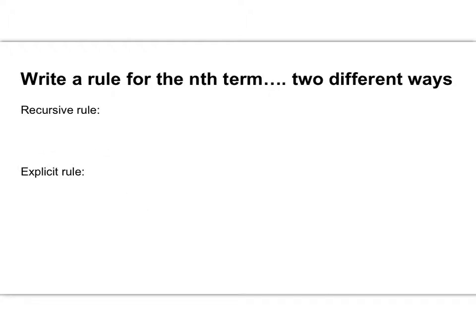If we want to write a rule for the nth term, we can do it also in two different ways. There's the recursive rule. Again, I need the last term to get the next term. And in order to do that, it's r times the last term. So when we wrote a recursive rule for an arithmetic sequence, we added the difference or subtracted the difference. Here we multiply by the ratio.